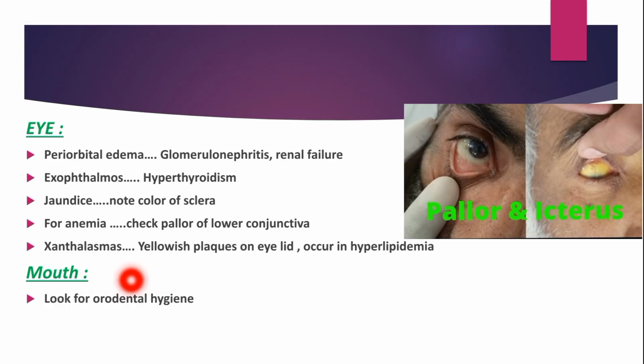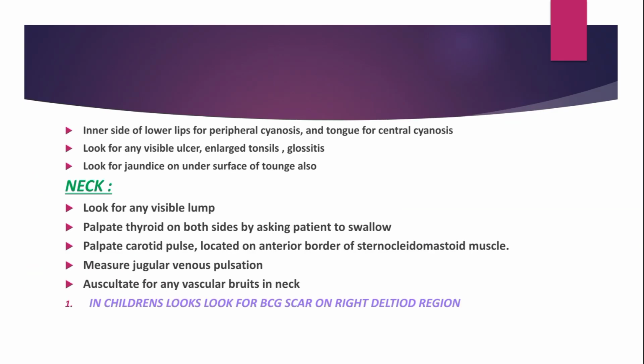So in mouth, look for the oral dental hygiene. Also, look at the inner side of the lower lips for peripheral cyanosis and the tongue for central cyanosis. Similarly, also look for any visible ulcer, enlarged tonsil, or signs of glossitis, and also look for the jaundice on the undersurface of the tongue. But in most of the cases, the jaundice is noted in the sclera, which becomes yellowish.